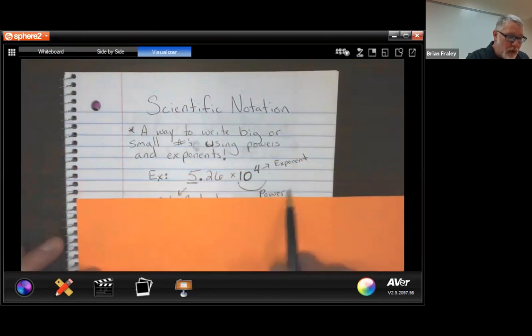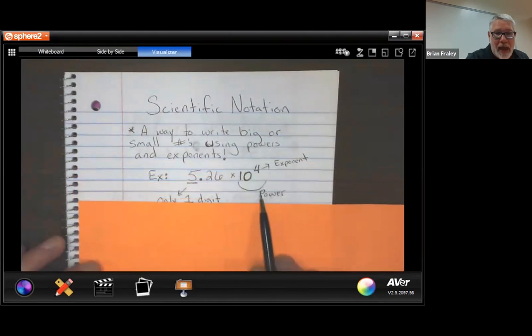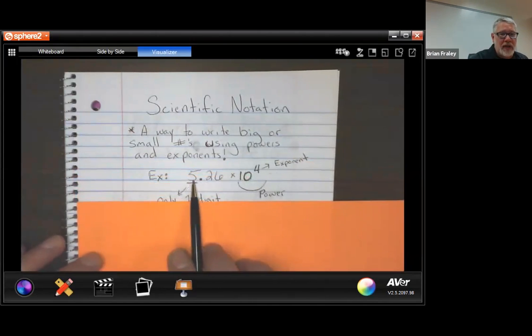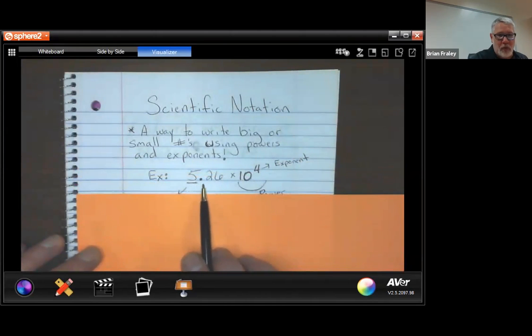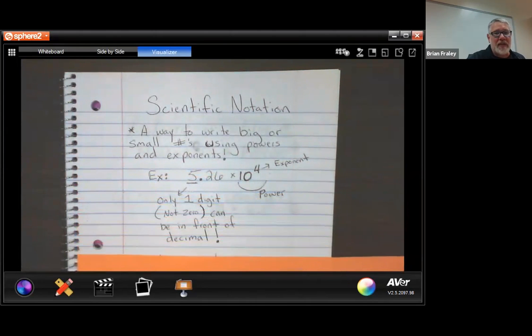Here is my power. This whole entire thing is called a power, okay? 10 to the fourth power. The exponent is the 4. That exponent's really important to us, okay? Now look at the main number that we've got, 5.26. Keep this in mind always.